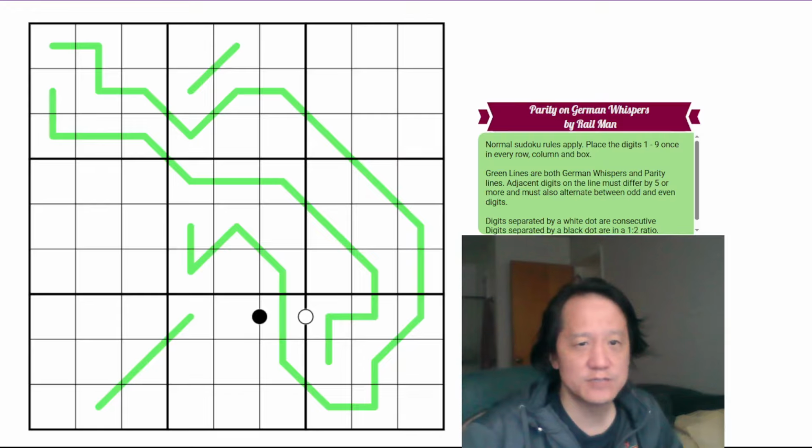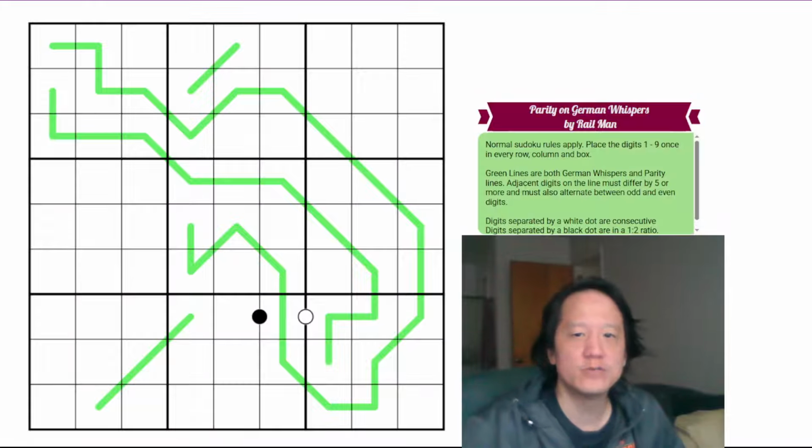And take that easiness with a grain of salt because it's considered easy by the people on the Logic Masters Germany forum, and there's a lot of really smart people there. Today's puzzle is called Parity on German Whispers by Railman. And here are the rules.